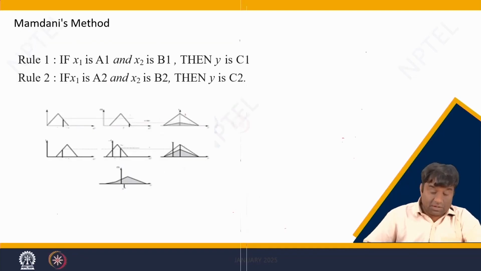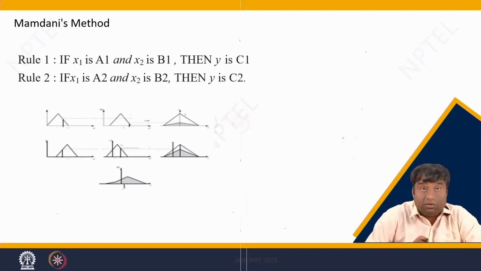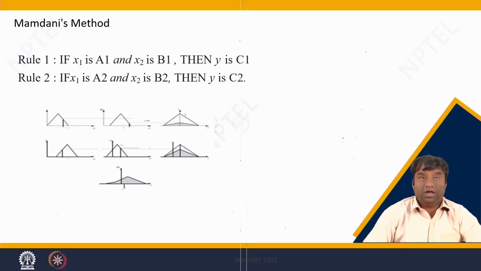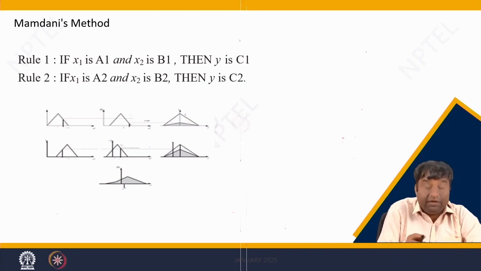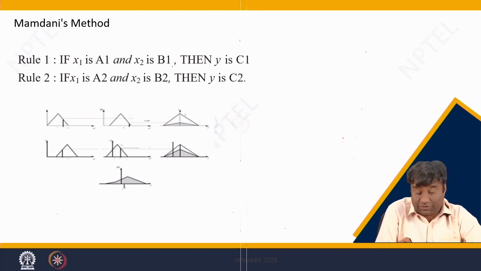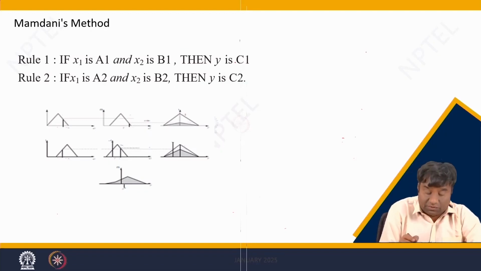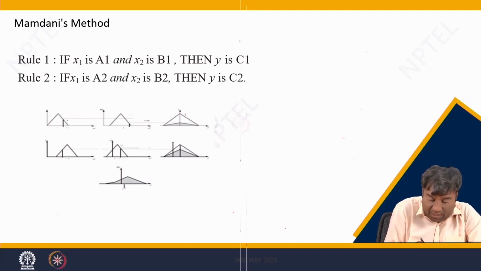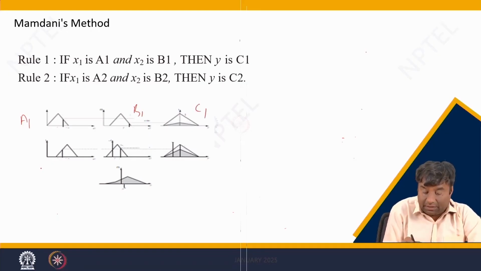So please try to understand one example by the Mamdani method. We are going to discuss the Mamdani method with one example. Rule one says that if x1 is A1 and x2 is B1, then y is C1. If x1 is A2 and x2 is B2, then y is C2. And the output is C1 union C2.